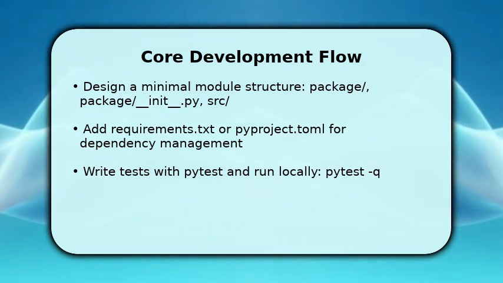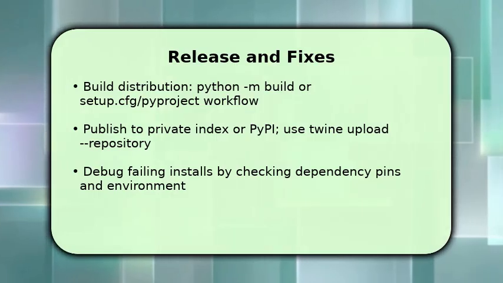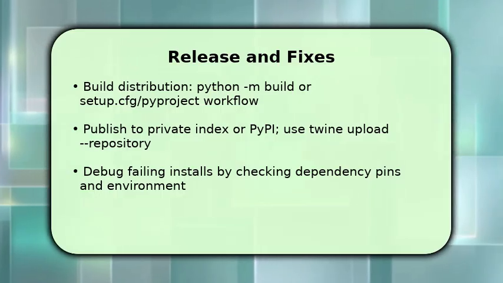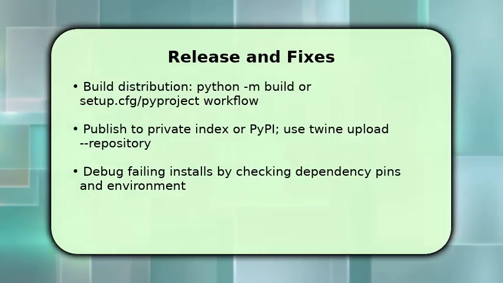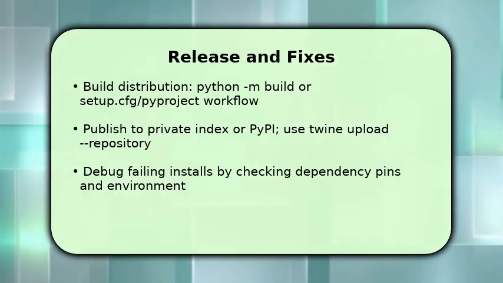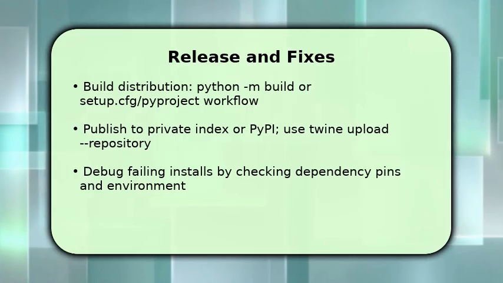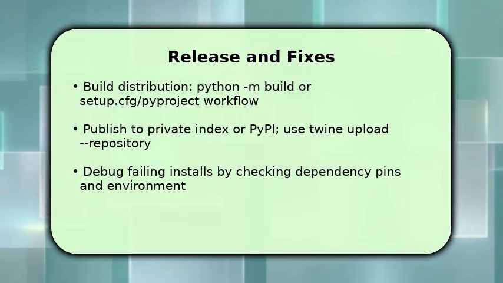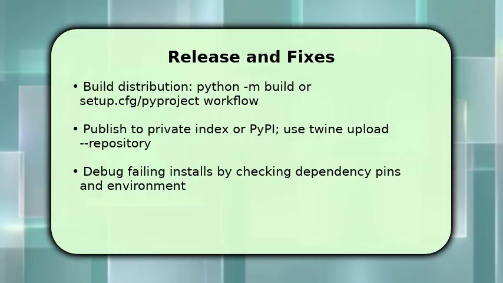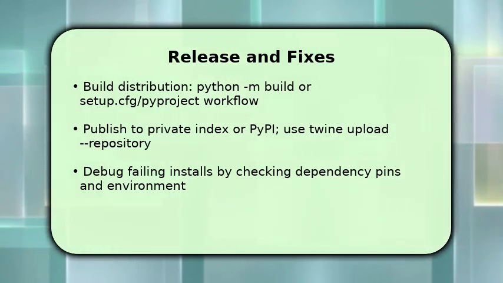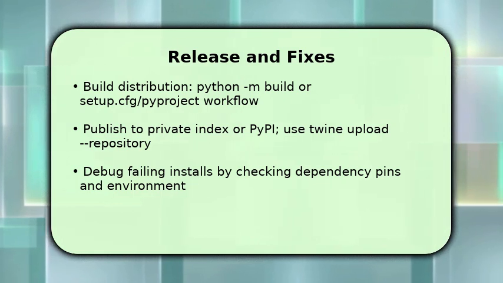Run python -m build to generate wheels and sdist, then verify artifacts. Once verified, upload using Twine to your chosen repository or PyPI, tag the release in Git and push tags. If users report install failures, reproduce the environment, check pinned versions, and confirm binary wheel availability. As a quick troubleshooting tip, if installs fail, recreate the virtual environment and install from the wheel locally to isolate dependencies.